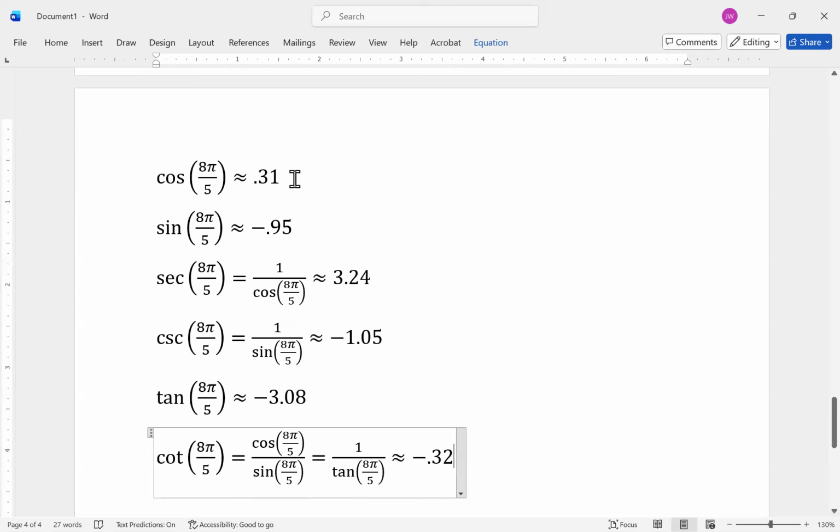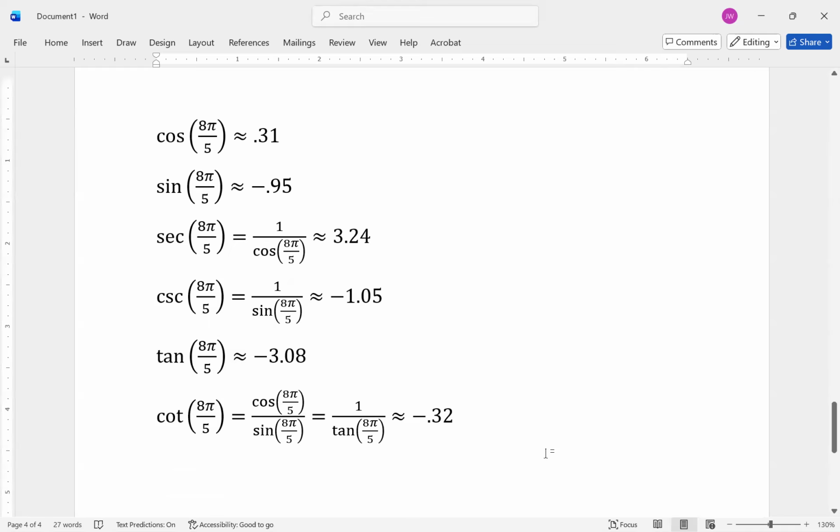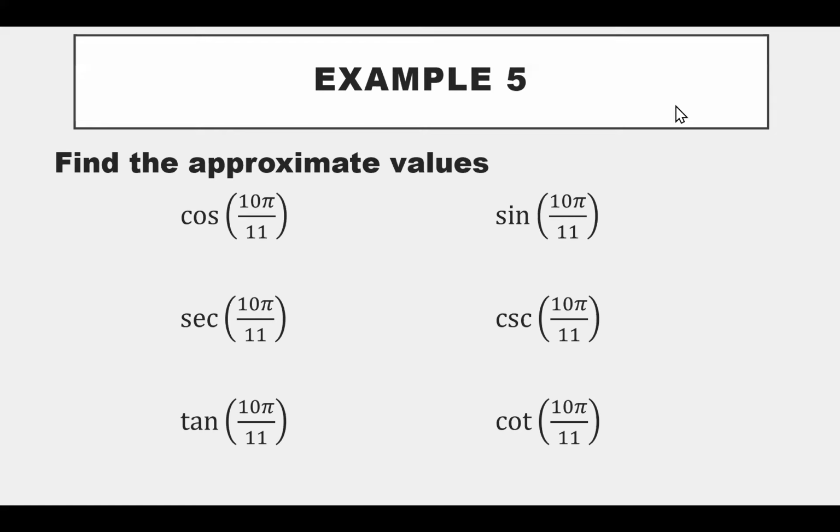Again, I've rounded all of these answers to 2 decimal places, but however many decimal places we're approximating to is what you would want to round to. Go ahead and try example 5 on your own. We want to find all trig functions with angle 10 pi over 11. Push pause on the video. In a couple of seconds, I'll show you how they're all done.